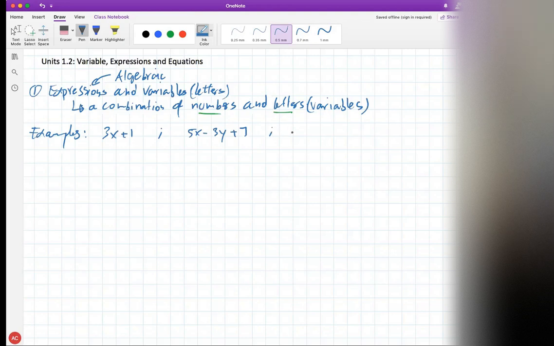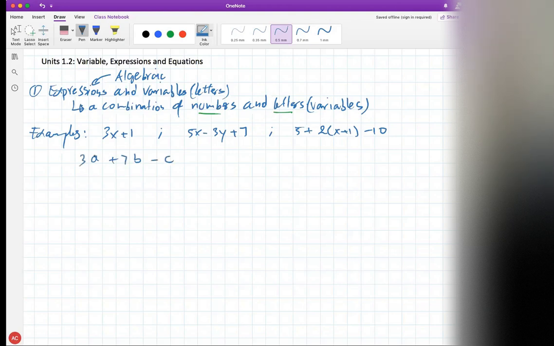There might be some parentheses. For example, this 2x plus 1 minus 10 or something. So it's also an expression. Happens to have parentheses. So all the PEMDAS operations in addition to the letters. That's basically what an expression is. It doesn't have to be X, Y, Z every time. It could be any other letter of the alphabet. For example, A, B, and C. Maybe some numbers here, like that. That's also an expression.